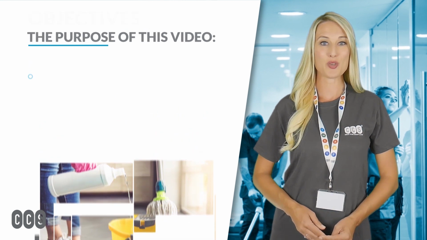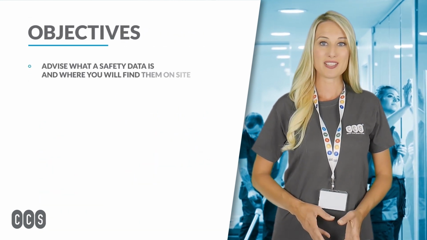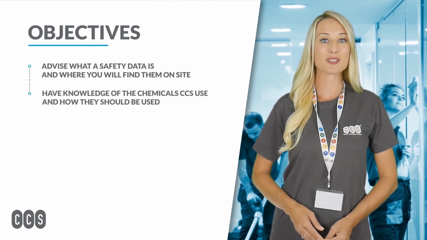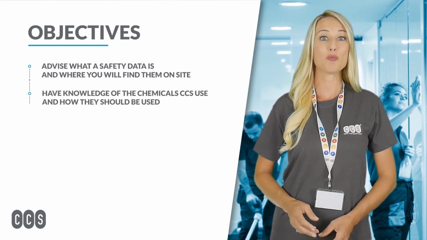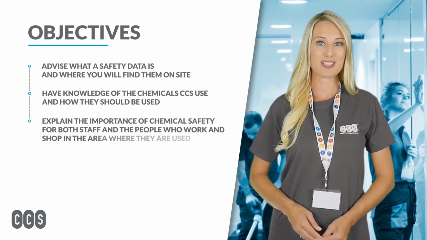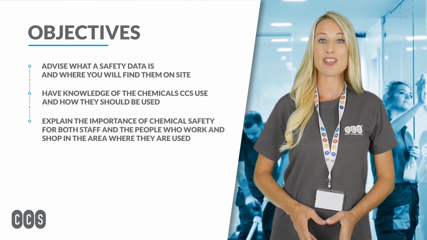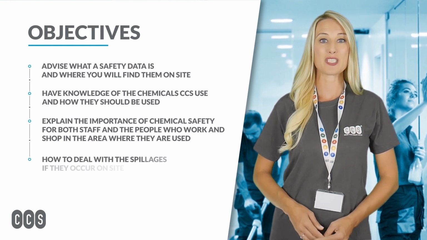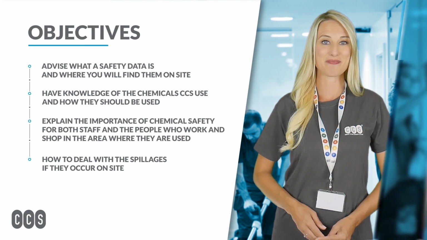At the end of this course, you will be able to advise what a safety data sheet is and where you will find them on site, have knowledge of the chemicals CCS use and how they should be used, explain the importance of chemical safety for both staff and the people who work and shop in the area where they are used, and how to deal with spillages if they occur on site.